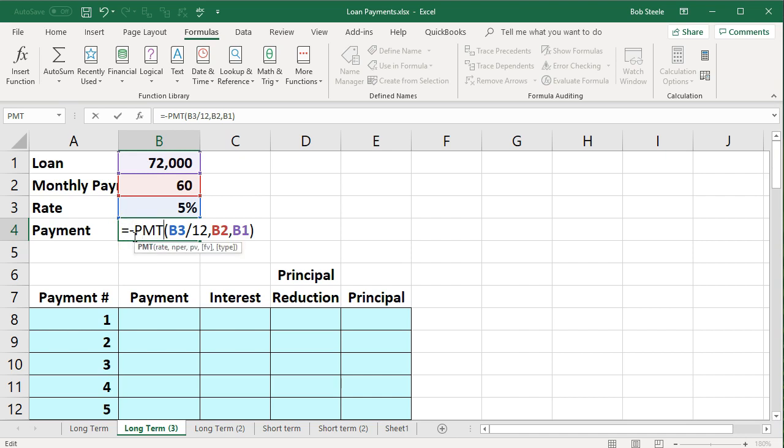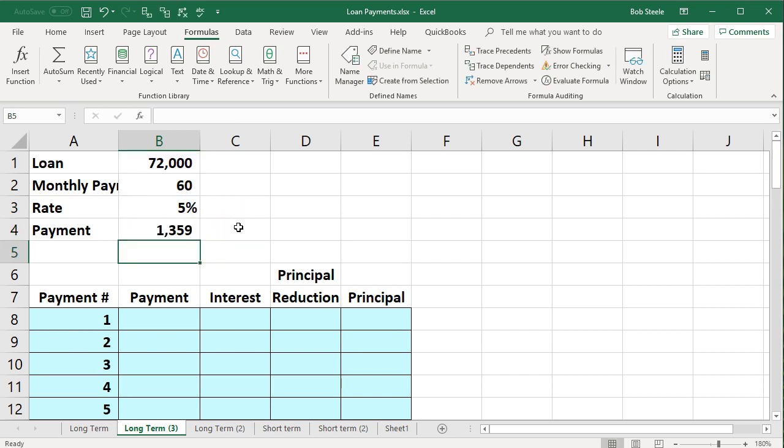So note this formula. Payment, it's a function, equals PMT brackets. We want to take B3, which is going to be the rate, divided by 12 for the monthly rate, times B2, monthly payments, and B1, which is the present value or loan amount. And you can see as we go through this, it'll give us a little checkbox here, which is nice to help us check out and make sure that we're getting the right information there. So there we have it.